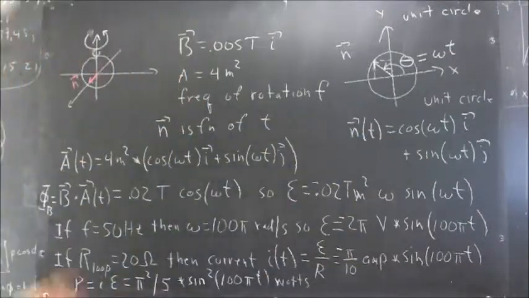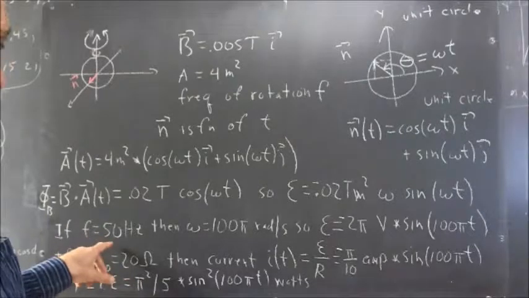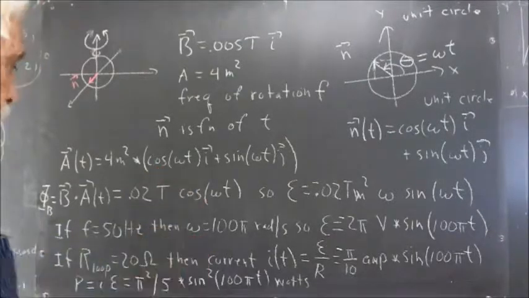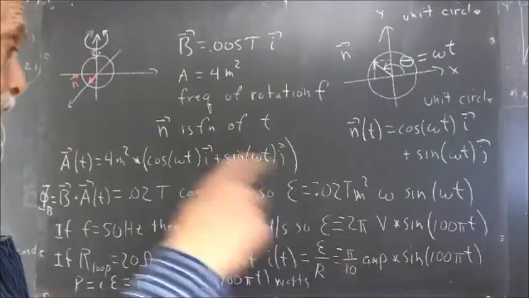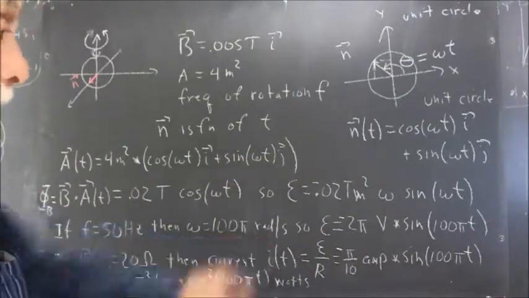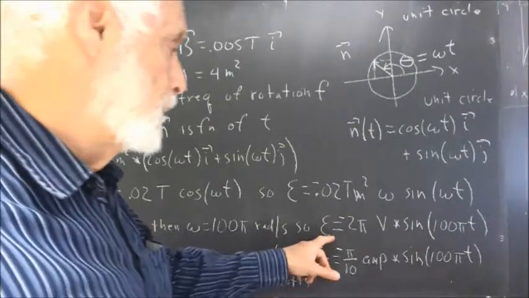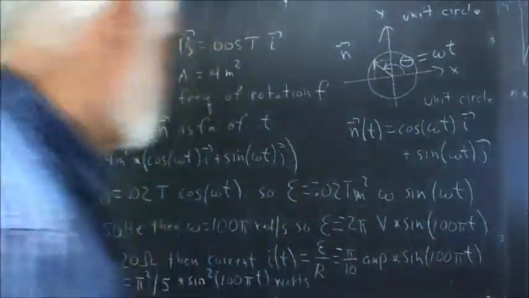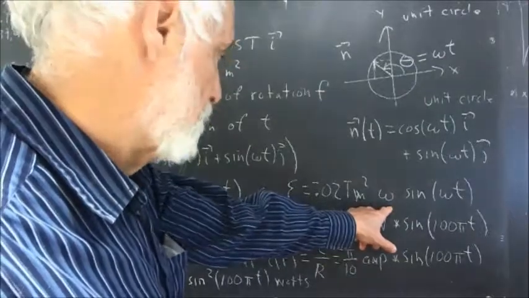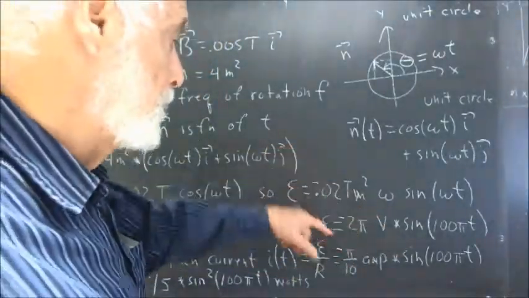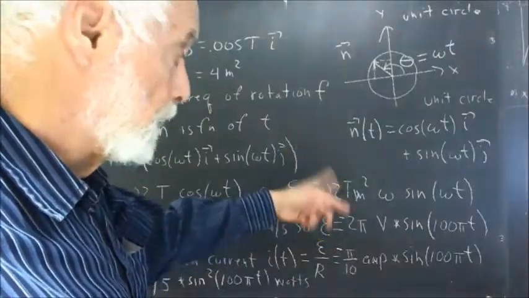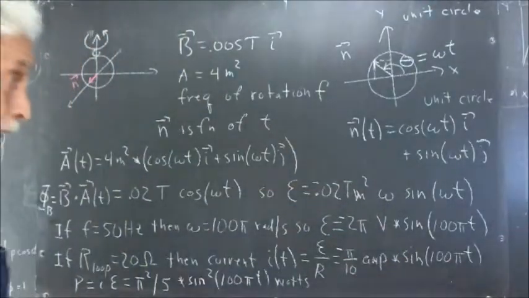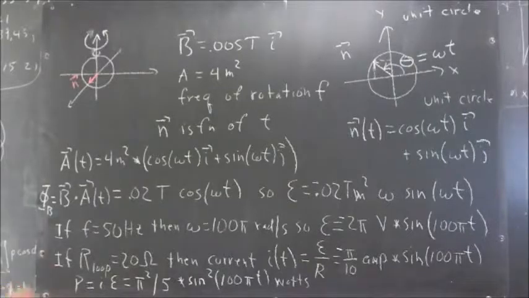Now if the frequency is 50 hertz, then our angular frequency, well, 50 times around the reference circle is 50 times 2 pi radians. So we have 100 pi radians per second. And the result is the EMF is negative 2 pi volts times the sine of 100 pi t. The omega being 100 pi, multiplied by the 0.02, is going to give us 2 pi. We'll still have the negative sign. Very straightforward.